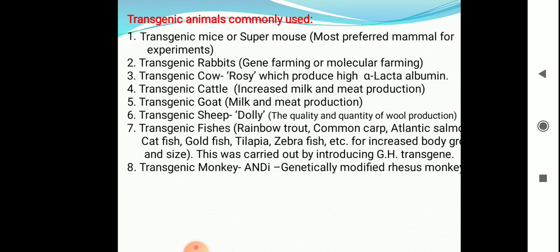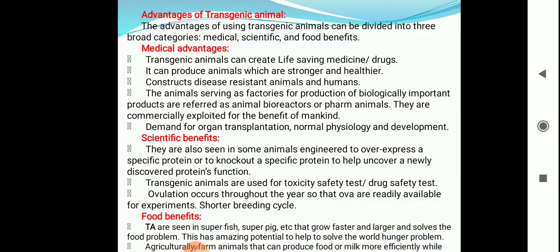And lastly, transgenic monkey. Genetically modified rhesus monkey was first prepared. Okay, so these are the most important transgenic animals used in our society. Now, what are the advantages and disadvantages of these transgenic animals? Okay, though it has advantages, side by side it has some side effects also, which are known as the disadvantages. What are the advantages?